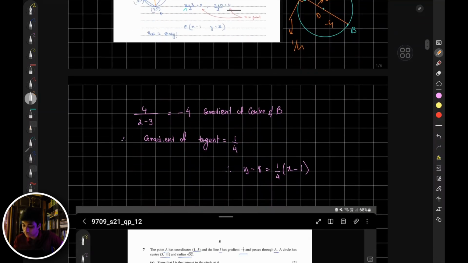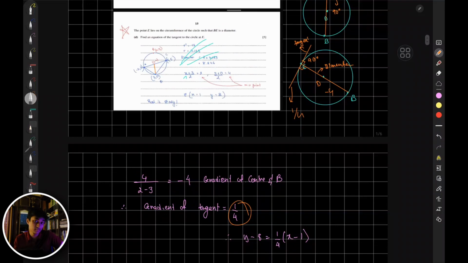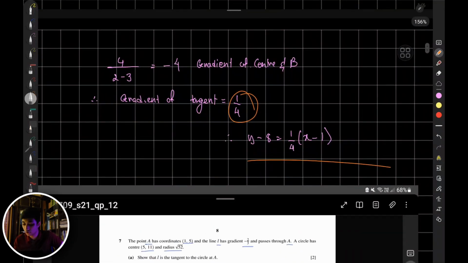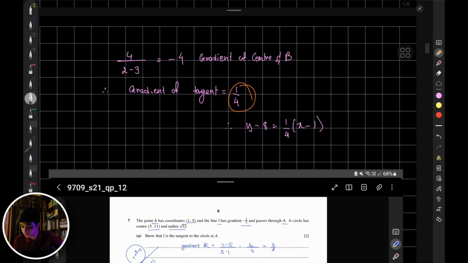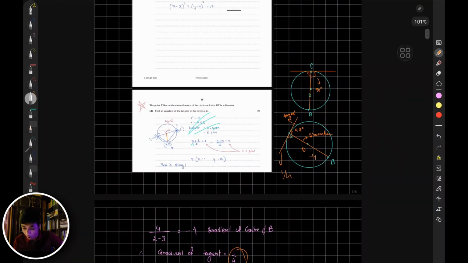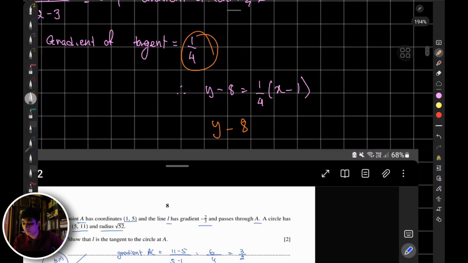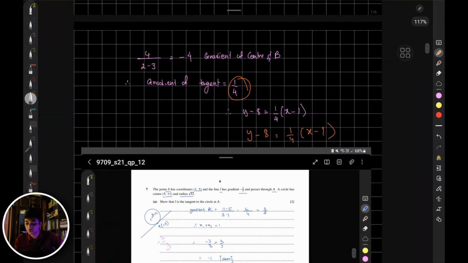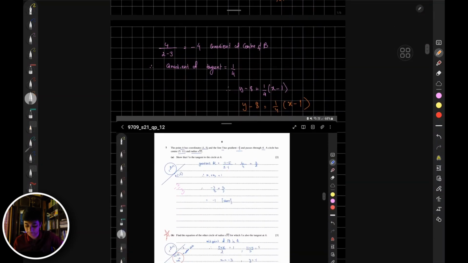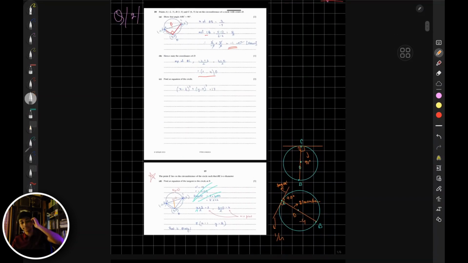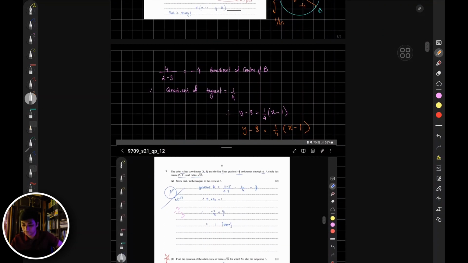Nice. So now you know the gradient and you know the point E. So you don't need anything else to find out the equation for the tangent line, which is going to be, in this case, y minus 8, which is the coordinate of E, equals 1 by 4, your gradient, times x minus 1, your coordinate of E. If you make y the subject, this is your equation for the tangent. Fairly simple. Okay. Great. That is your question 2.